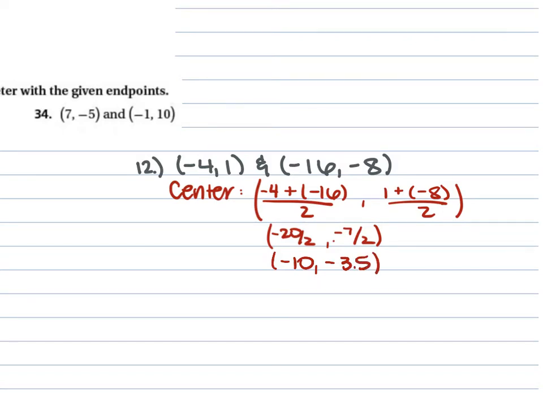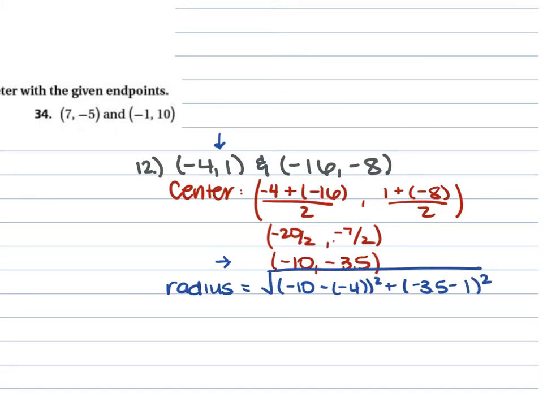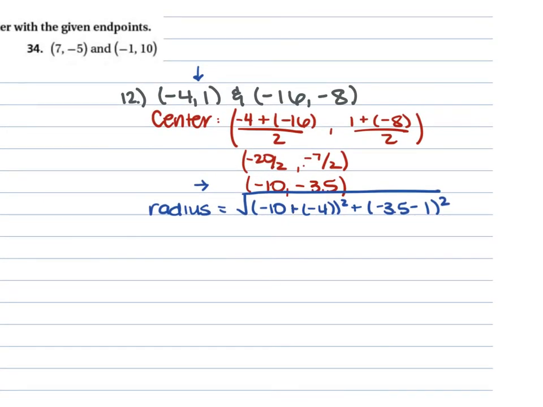So I'm going to use my center and one of the originals to find my radius using my distance formula. So the square root of negative 10 minus negative 4 squared plus negative 3.5 minus 1 squared. So these two negatives are going to become positives. Negative 10 plus 4 is negative 6 squared. Then negative 3.5 minus 1 is negative 4.5 squared.